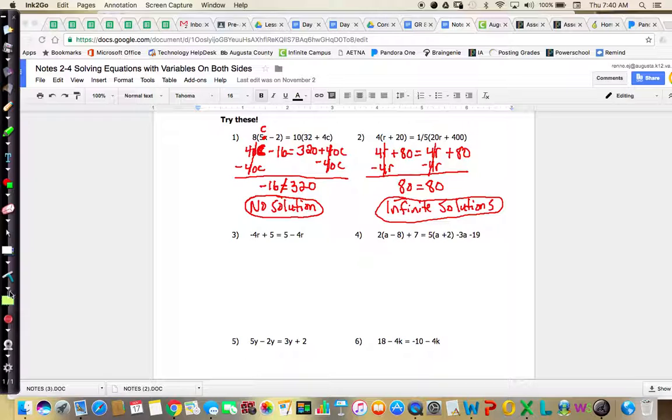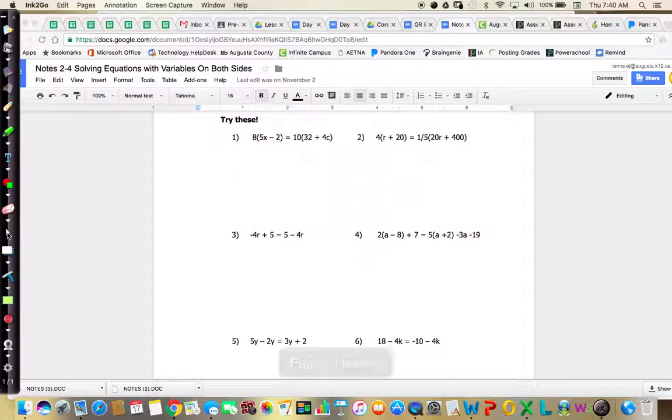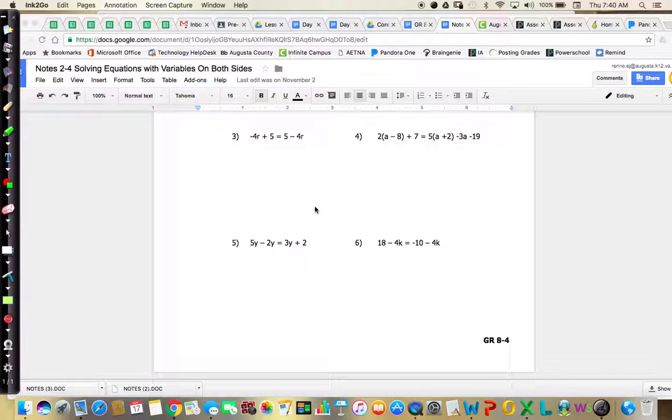Okay, let's move on to number 3. Okay, so there is no distributive property here. So we're going to move the variable. And I notice if I move this one, I add 4r. If I move this one, I add 4r. So it's not going to matter which one I moved.